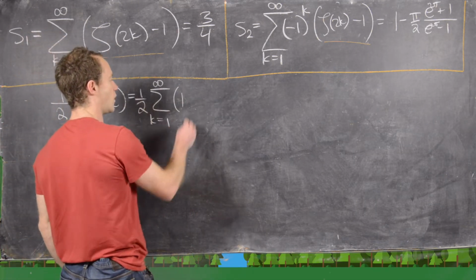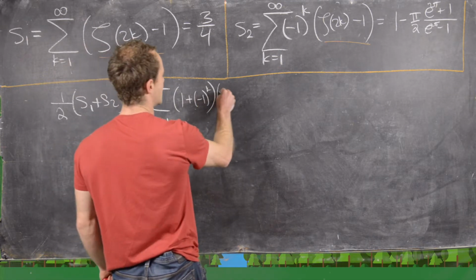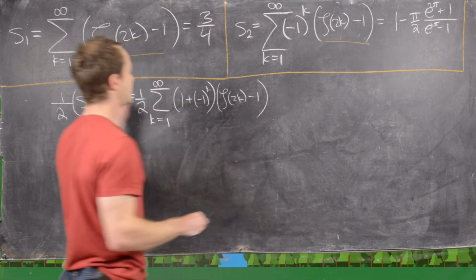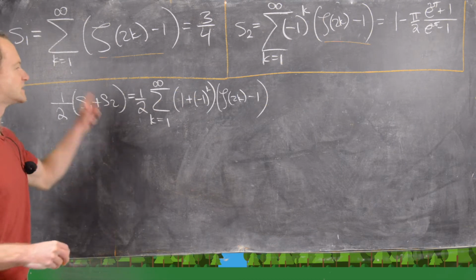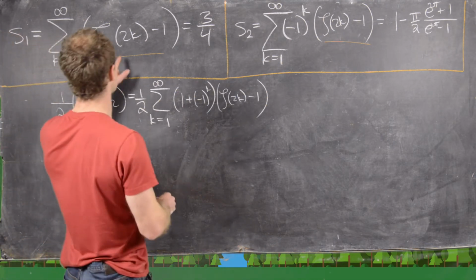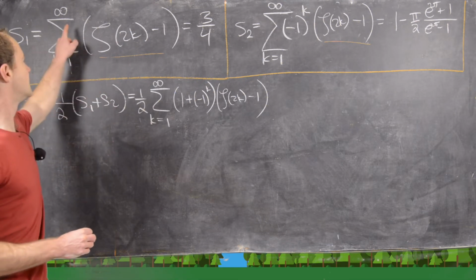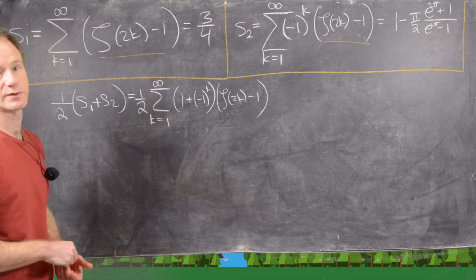So we can write this as 1 plus negative 1 to the k, and then we have zeta of 2k minus 1. So that's what we get on the left-hand side from adding these two sums up. So just to reiterate, we have these like terms, which are the zeta of 2k minus 1. This one has a coefficient of 1. This one has a coefficient of minus 1 to the k, so that's what we get.